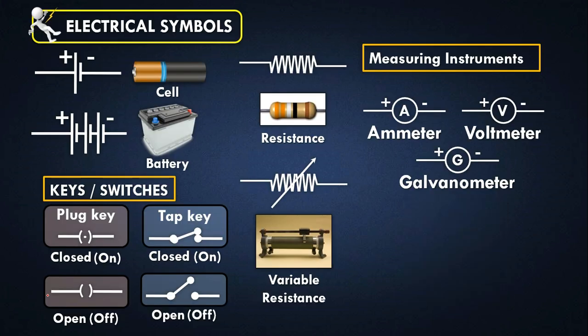Now look at these symbols once again. I can take a screenshot of this screen. So a battery, a cell, plug key, tap key, which is open, which is off, and closed, which is on, and resistor, a variable resistor, and another is a variable known resistor. Okay, ammeter, voltmeter, and galvanometer. Is it clear?